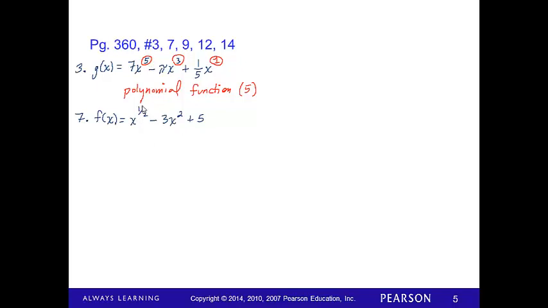All right, number 7. This is not a polynomial function because the power on the first x term is a half. Your powers have to be whole numbers. So whole numbers are 0, 1, 2, 3, all the way up. This is a half, so therefore it's not a polynomial function.